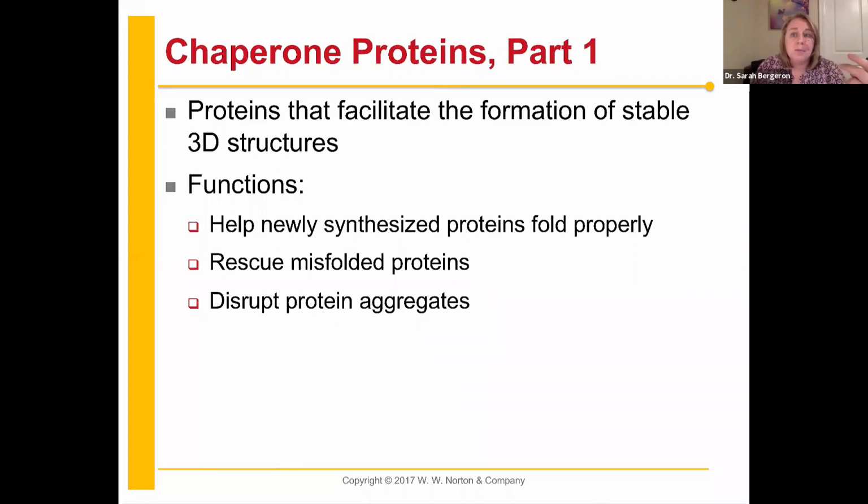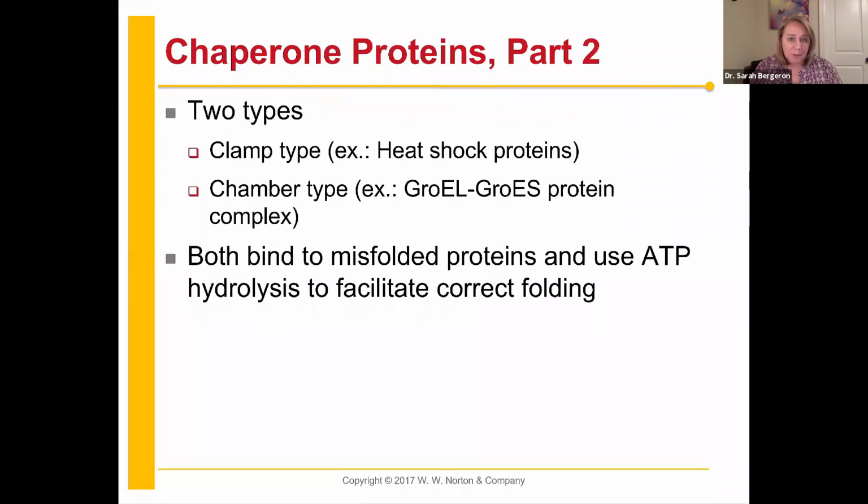Then once we have proteins made, sometimes they fold improperly, and chaperones can go in and pick those up, rescue them, and refold them. They can also help to disrupt protein aggregates. We won't talk so much about this last one, but we're going to talk about the first two. I want to give you some examples of the two, and your book says the two types, but it's really the two most common types. There are other types of chaperone proteins.